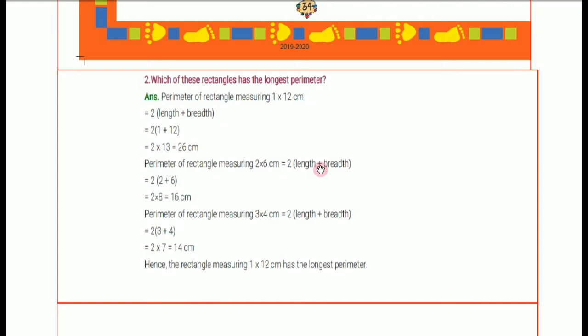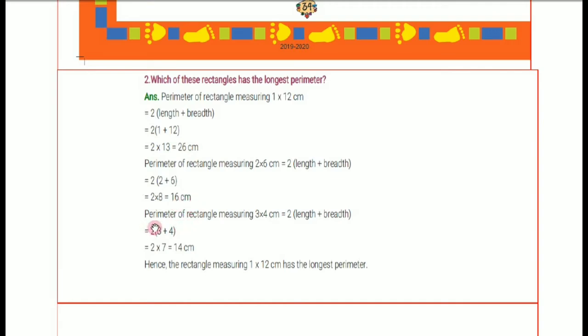Now the perimeter of the rectangle measuring 2 by 6 centimeter is equal to 2 in the brackets length plus breadth, is equal to 2. Here length is 2 and breadth is 6 centimeter. So 2 plus 6 is equal to 8, and then multiply by 2. 2 8s are 16 centimeter is the perimeter of this rectangle.